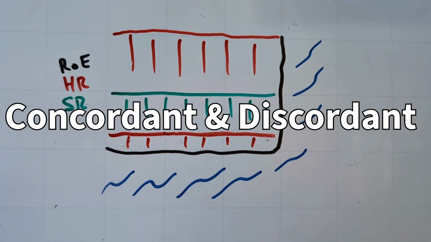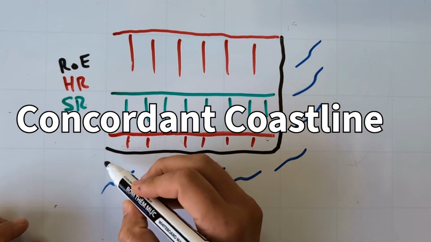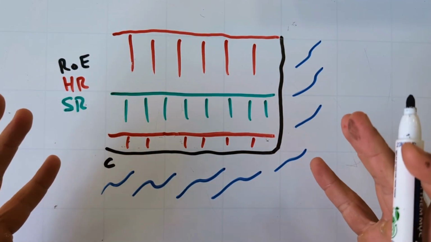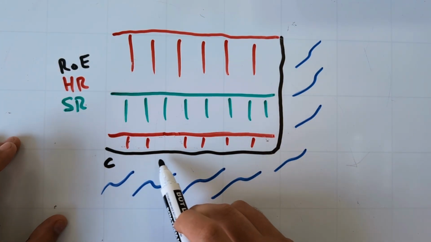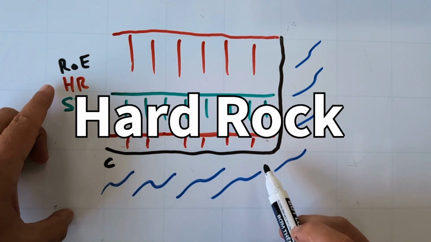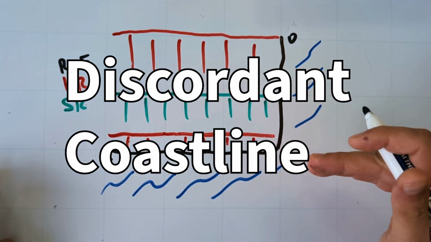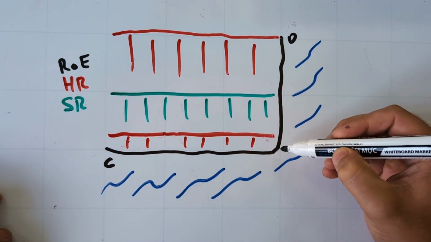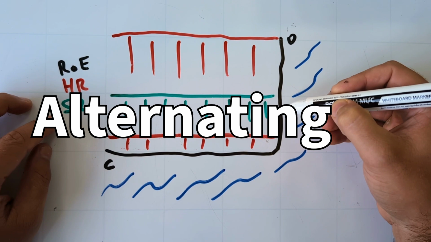Okay, so let's look at concordant and discordant coastlines. So the coastline on the bottom is a concordant coastline. And I always think of concordant coastlines as being continuous. Continuous means uninterrupted, right? So there is a continuous layer of hard rock. The discordant coastline is a bit more all over the place. You might even say disorganized, okay? But it's not disorganized, because it is alternating between hard rock and soft rock.